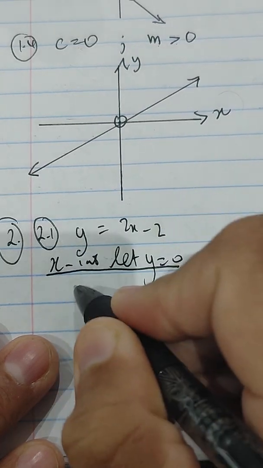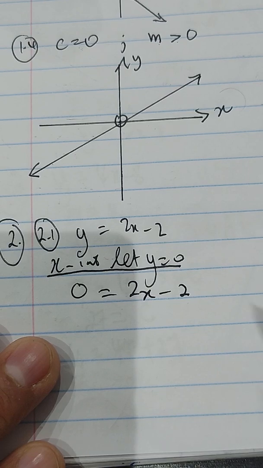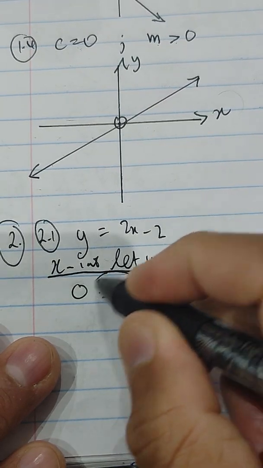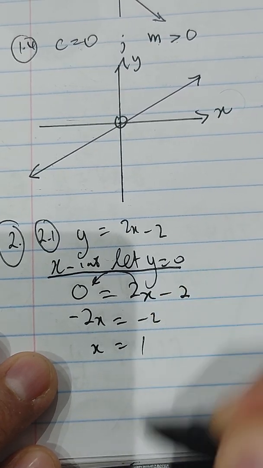So we then say 0 is equal to 2x minus 2. Now this becomes an equation. So we take that over, so negative 2x is equal to negative 2. So x is equal to 1.